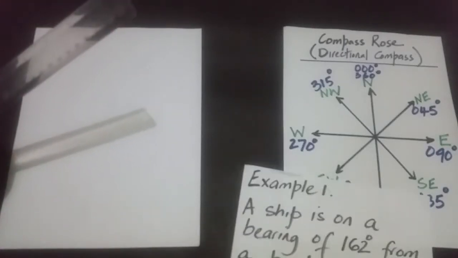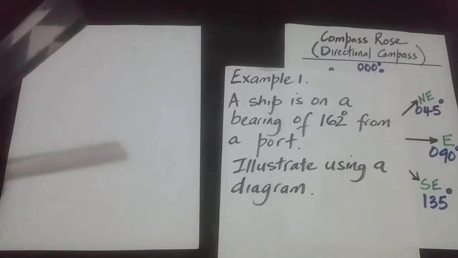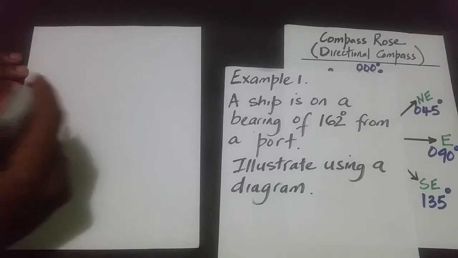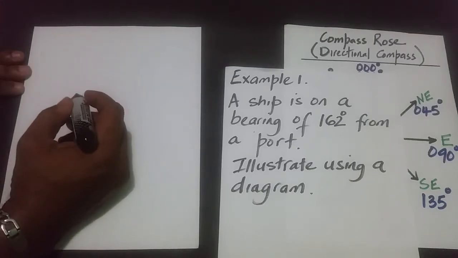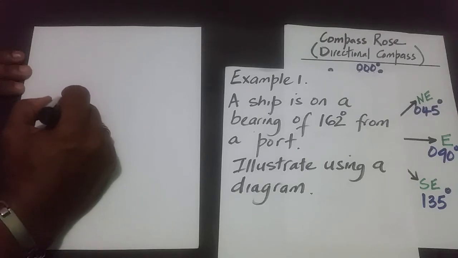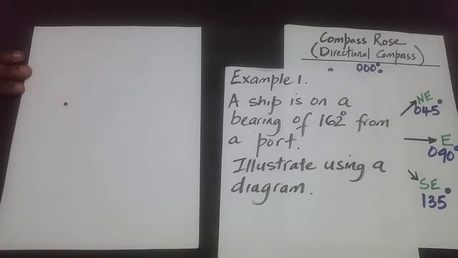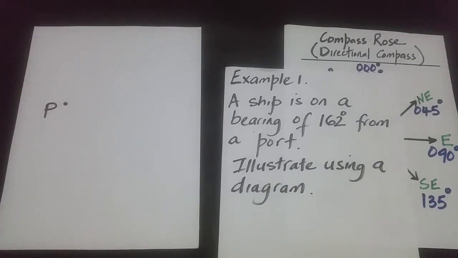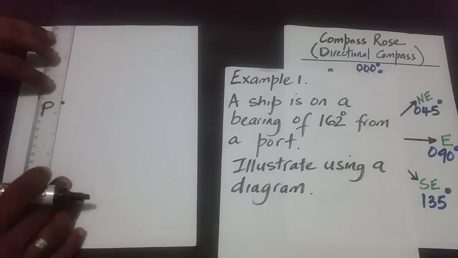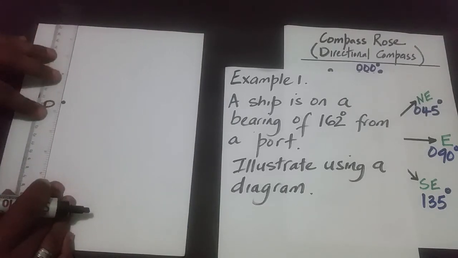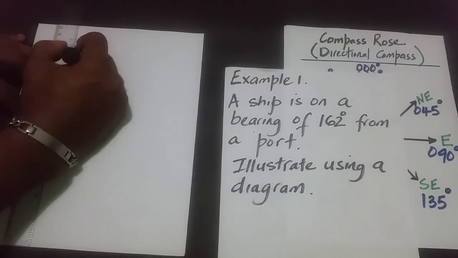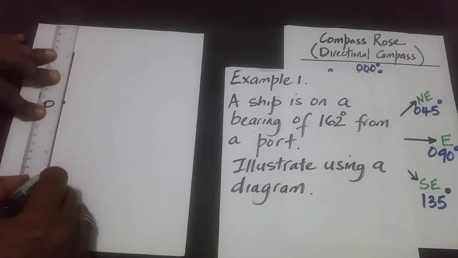So it says a ship is on a bearing of 162 degrees from a port. So because it says from a port, I'm going to put a dot that represents the port. So I'm just going to indicate a dot on the paper, right? Just a dot, and P for port. And through this dot, I'm going to draw a north line. And a north line must be vertical. So I'm just going to draw a north line just like that.